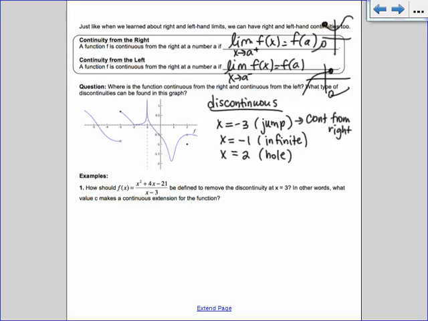Are any of them continuous? So what about -1? Is it continuous from the left or the right? No, because it doesn't equal something, right? And then 2? No, right? So none of the other ones are continuous from the left or the right.